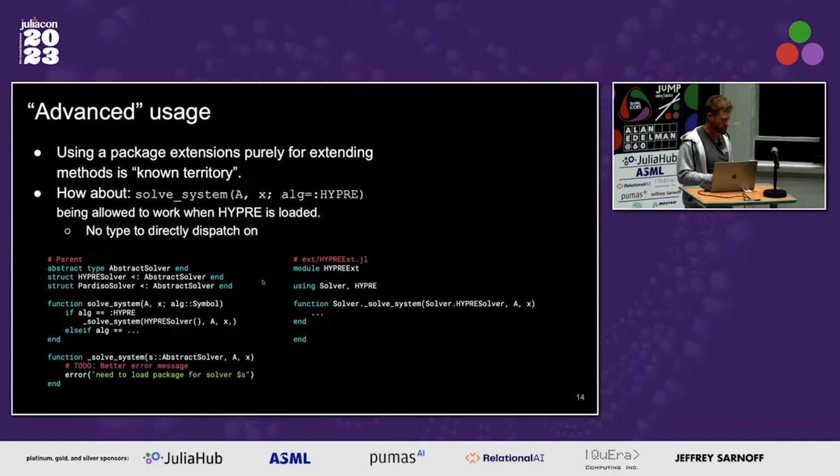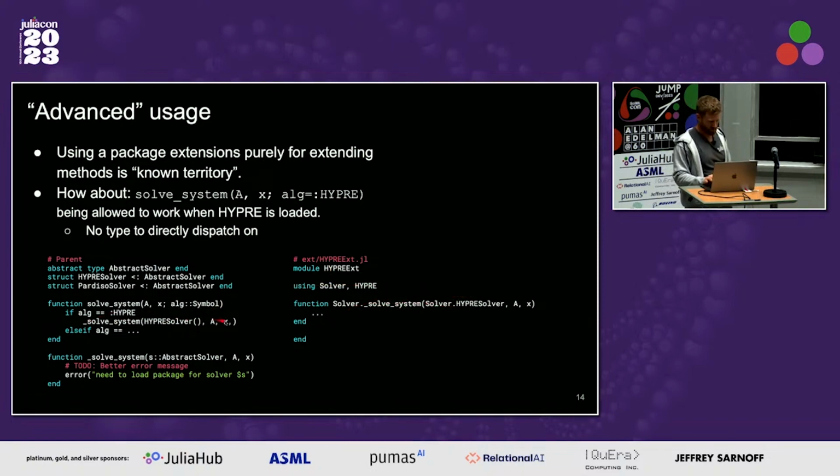So a first case of doing this might be something like this. We have some kind of an abstract type here, AbstractSolver. Then we have a struct, I call it HyperSolver, one of these AbstractSolver, and we maybe have other types of solvers. So here's PardisoSolver. And then we have this function solve_system where we take in this matrix, the vector, and the algorithm we want to do. And then if the algorithm is hyper, we call this underscore solve_system with a specific type. And the point here is that in the extension for Hyper that we want to do, we overload this underscore solve_system with this specific type.